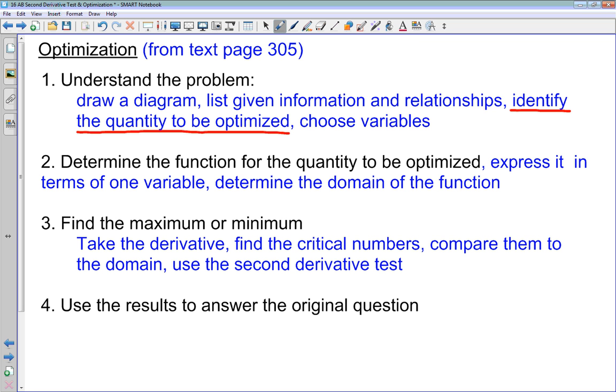Once we have our function, we can go ahead and find our maximum or minimum value using the techniques that we've been using all along here. We're going to take the derivative, find our critical numbers, make sure that they're in the domain, and we can use the second derivative test that we just talked about to verify that this thing is either a maximum or a minimum value. And then finally, we go back and we take a look at the original question and make sure that the values that we have calculated actually answer the question that we wanted to answer.